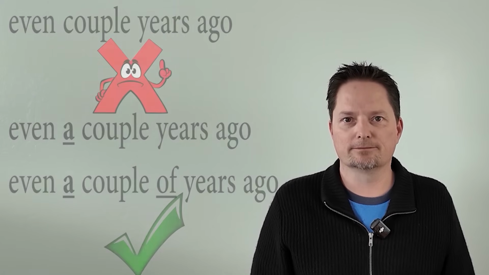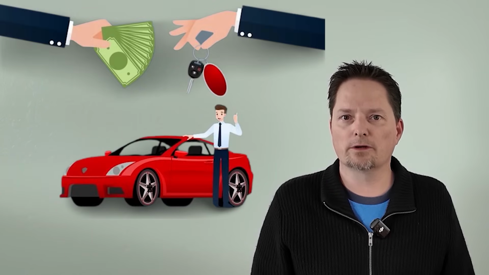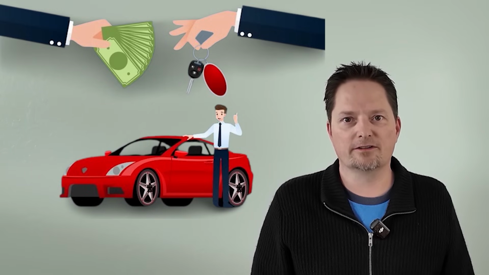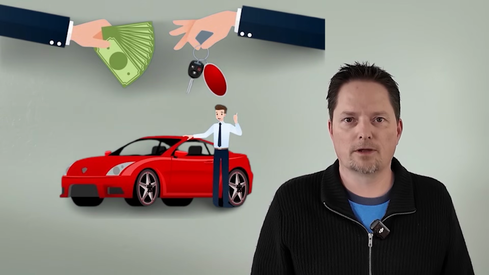A couple years ago. Example, he bought a car. He bought a car 2 or 3 years ago, so I can say he bought a car a couple years ago. Or he bought his car a couple years ago. I can also say he bought his car a couple of years ago, but of is optional. Let's practice. Did he buy his car a couple years ago? That's right, he bought his car a couple years ago.